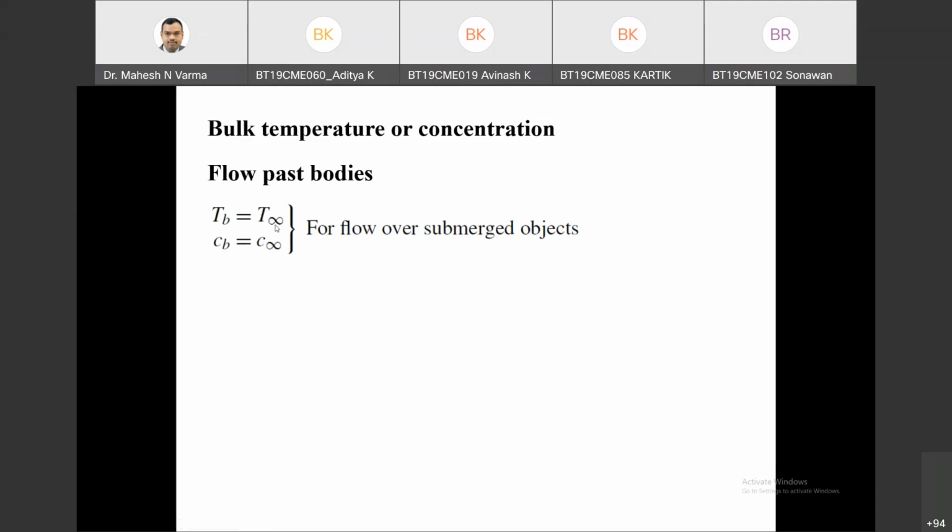And so for flow over a flat plate or flow over a sphere, what will be the bulk temperature? If I go very far, after which there is no change in temperature, concentration and velocity, that will be taken as the bulk property. And this will be mentioned in the engineering correlation.